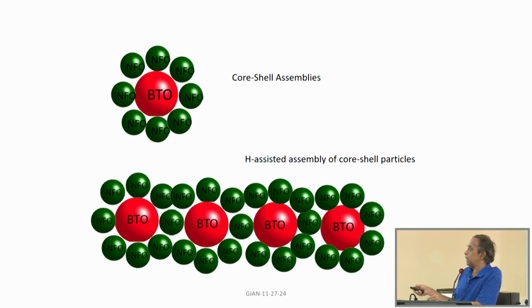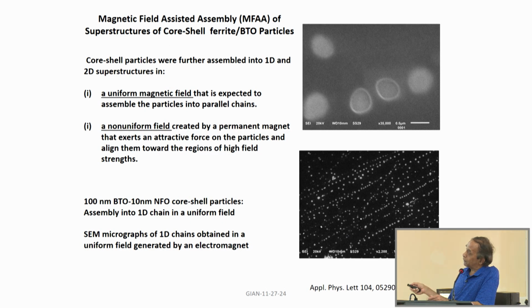Then we applied a magnetic field, then bring these core shell particles together to form a superstructure. And that's what you see here. So we just put these core shell particles in alcohol in different concentrations, and then apply a magnetic field. They orient themselves along the field direction. And this one is the case under very low concentration of core shell particles, but you see a very nice alignment along this line where the field direction is.